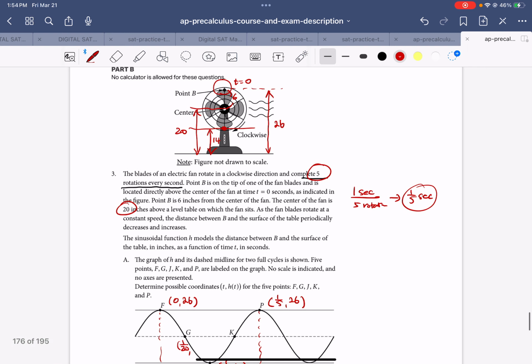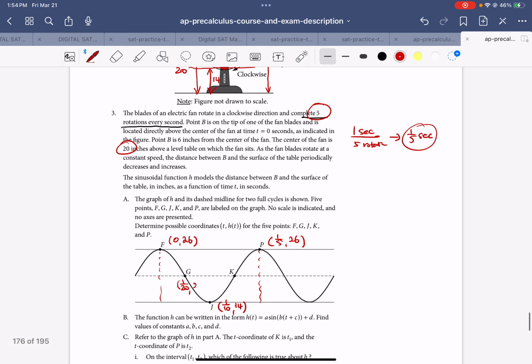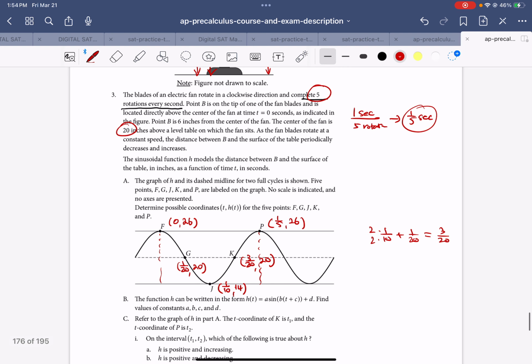The center line is just 20 inches from the top of the table. And then the other one, K, should be 1/10 plus 1/20. So that's 2/20 plus 1/20, which is 3/20, comma, and the height is the same as G, which is 20. So I found all the possible coordinates.